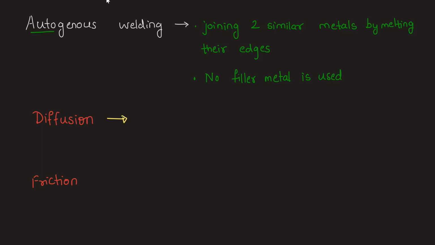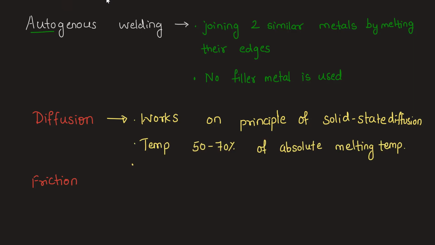Diffusion welding works on the principle of solid state diffusion. Second, the heating temperature is just 50 to 70% of the absolute melting temperature. And third thing that is important in case of diffusion welding is to mention that high pressure is being applied to create this diffusion bonding. So this application of the high pressure will make us achieve the bond, which is nothing but a diffusion type of bond.